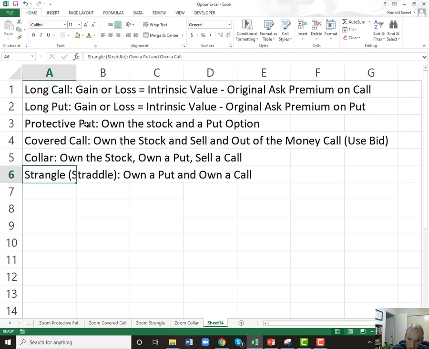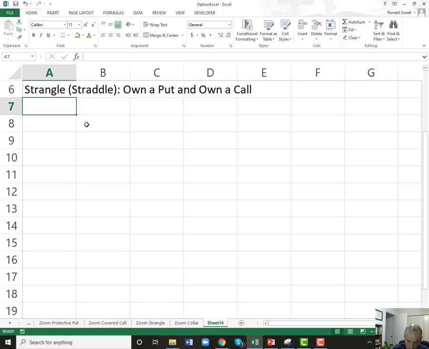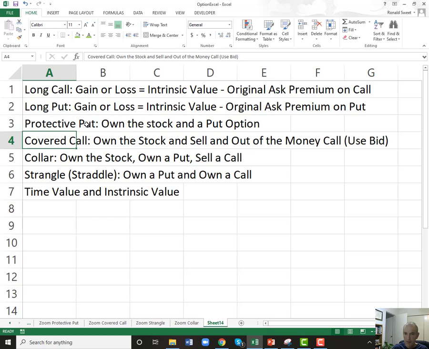You also have to know the time value and intrinsic value, obviously. So you need to know time value. Time value is the option premium minus the intrinsic value. So that's all you need to know for this last question, and it gives you a really good foundation for getting into options.